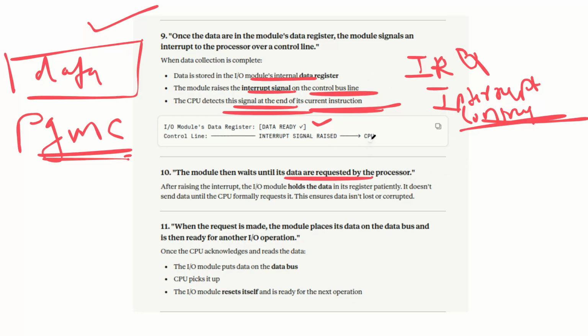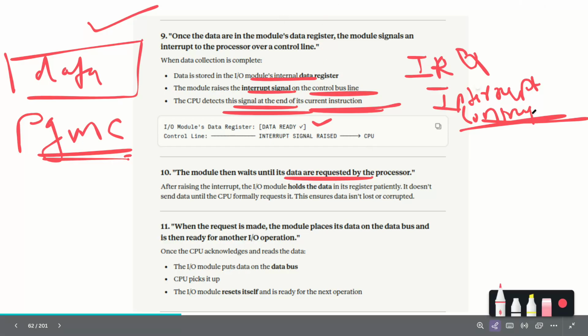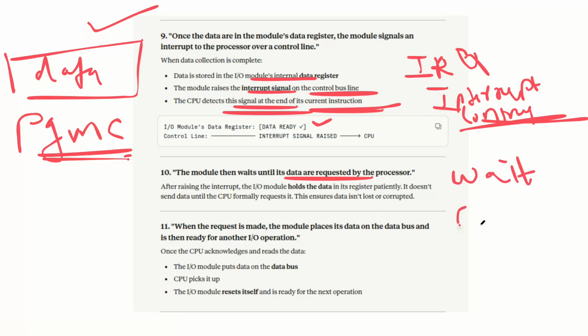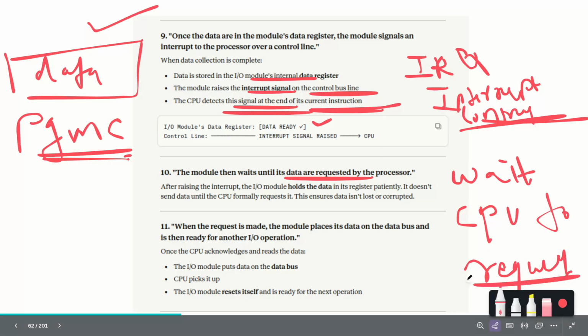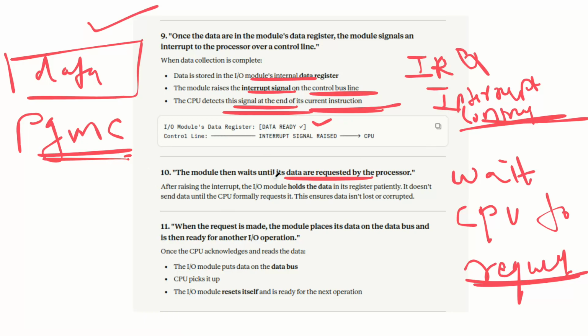Then the IO module would hold the data in the register and wait there patiently. It doesn't send data directly to the CPU until it requests. When it sends the interrupt, the IO module is now waiting for the CPU to request that data. When the CPU receives the interrupt signal, it would request. Only after the CPU sends the request signal will the IO module give the data to the CPU.